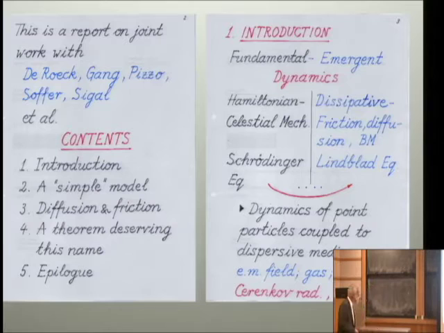So here's a little table of contents. I will start with a little introduction to the types of equations and how they come up. I will then focus on a simple model. Then I want to describe diffusion and friction as these types of motion appear from Hamiltonian dynamics. Then I will present the theorem and sketch a few vague ideas about how to prove it. And I will then discuss some conclusions.